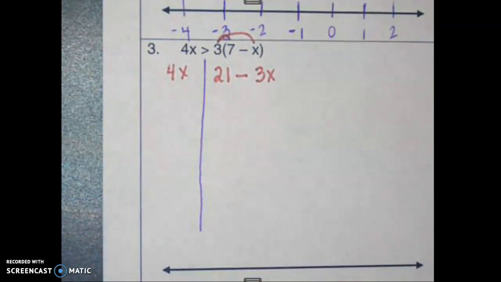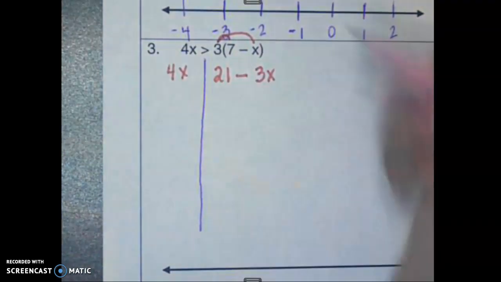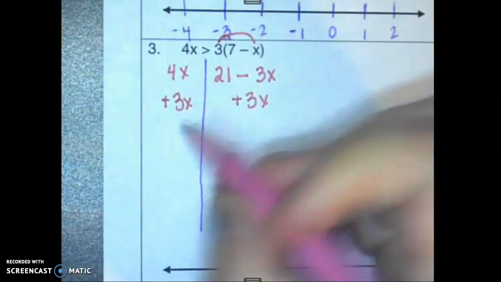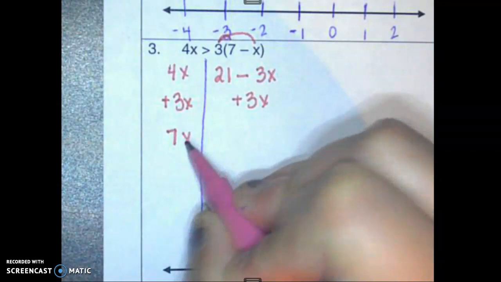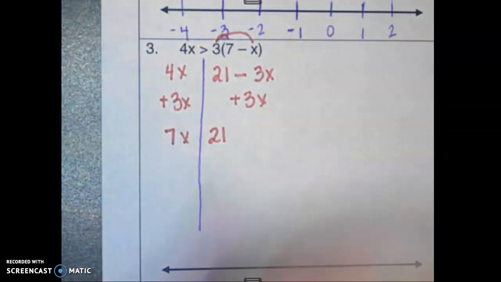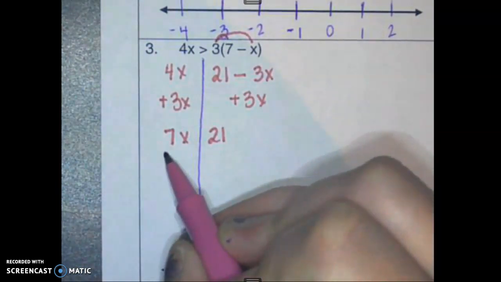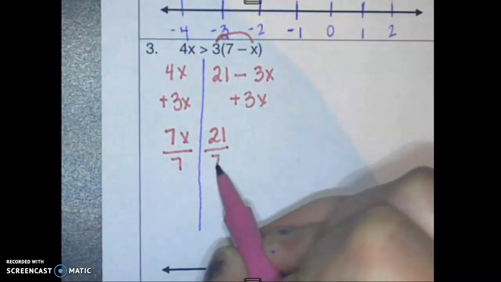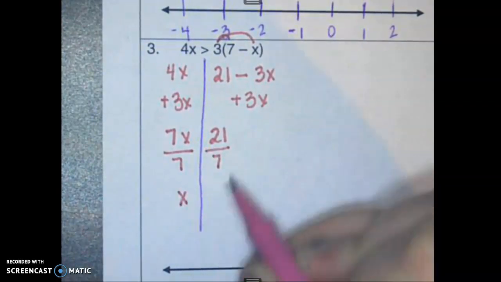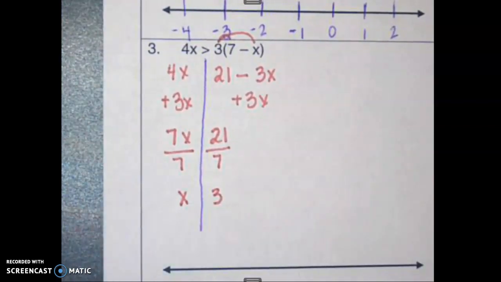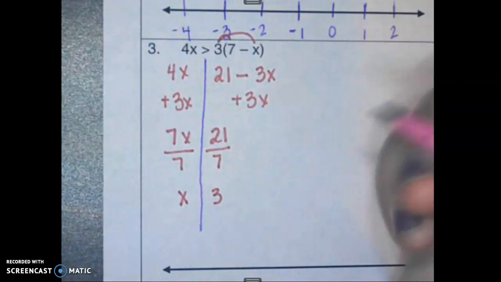Want to move all of my x's to one side? Add 3x. Good, I'll add 3x to both sides. Leaves me with just my 21. Divide both sides by 7. Did I multiply or divide by a negative? No, so my sign's going to stay the same.